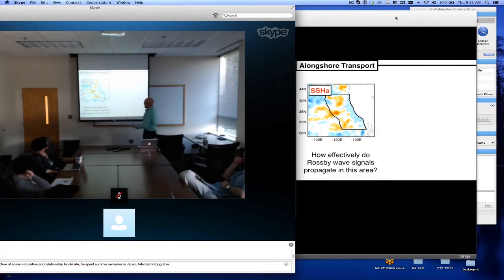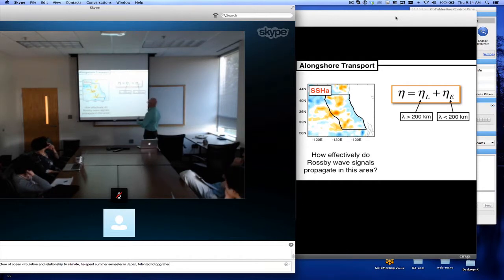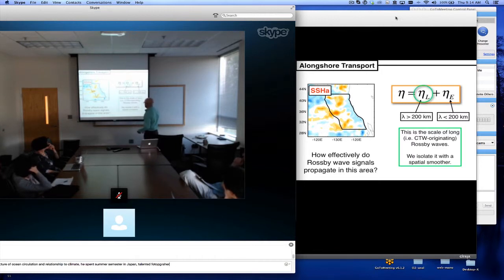So our next question is naturally, how effectively do Rossby wave signals propagate this way? So we have to exclude first all the mesoscale eddies and other things that aren't specifically what we're looking at. So we break our sea surface height field eta into 2 components, an eddy scale, which is less than 200 kilometers, and a large scale, which is greater than 200 kilometers. And we use a spatial smoother to isolate the large scale, and it's really this that we're looking at for large scale transport variability.